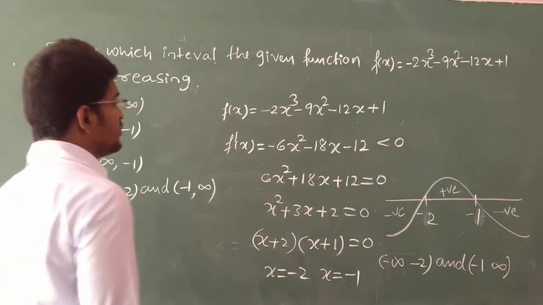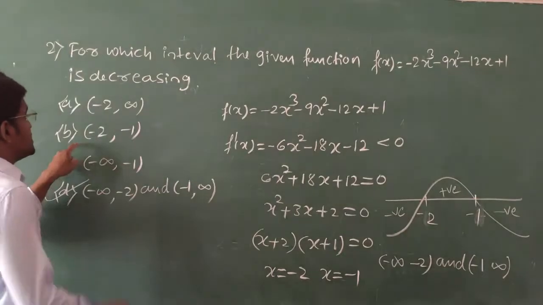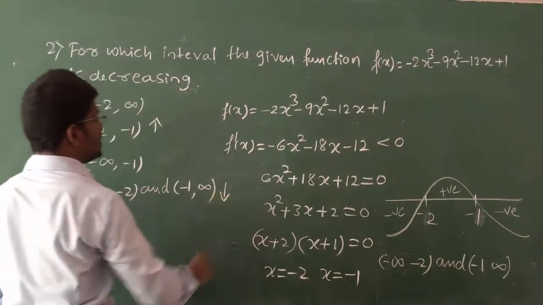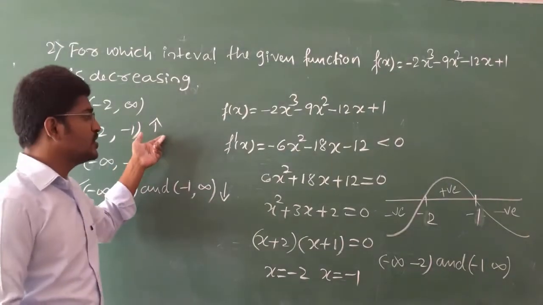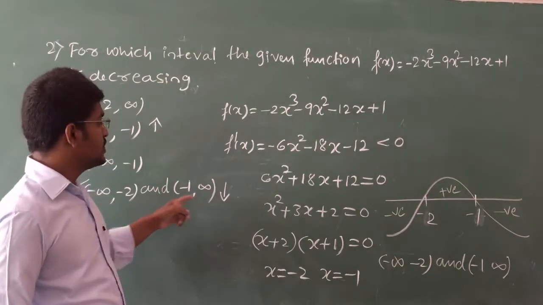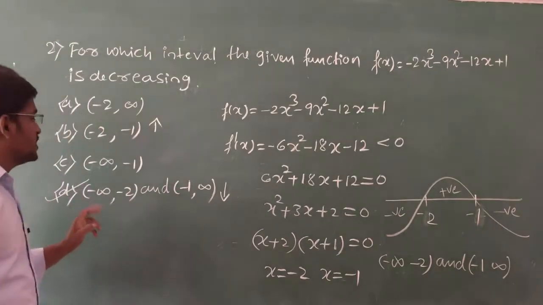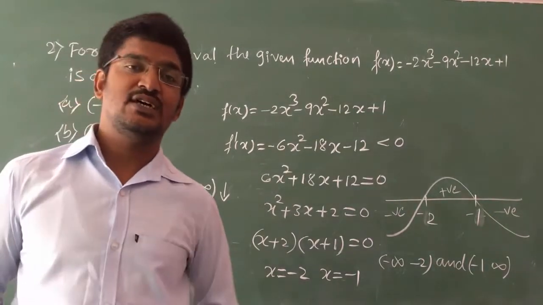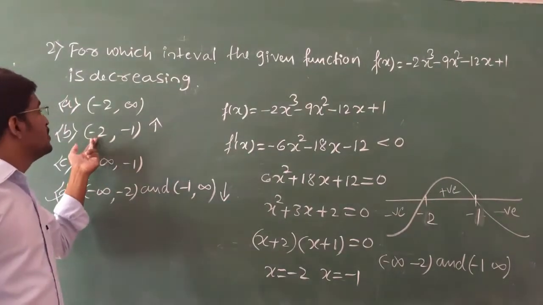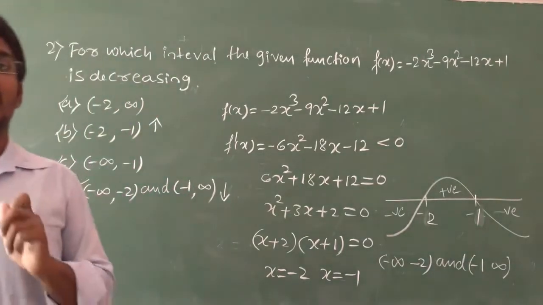And then you can see that it is increasing from minus 2 to minus 1. So in this it is increasing, here it is decreasing. Clear? Because here the function is positive and in the other intervals the function is negative. So that's why the fourth option is the correct one for the decreasing interval. If they ask for the increasing interval, it will be minus 2 comma minus 1. I think the problem is clear.